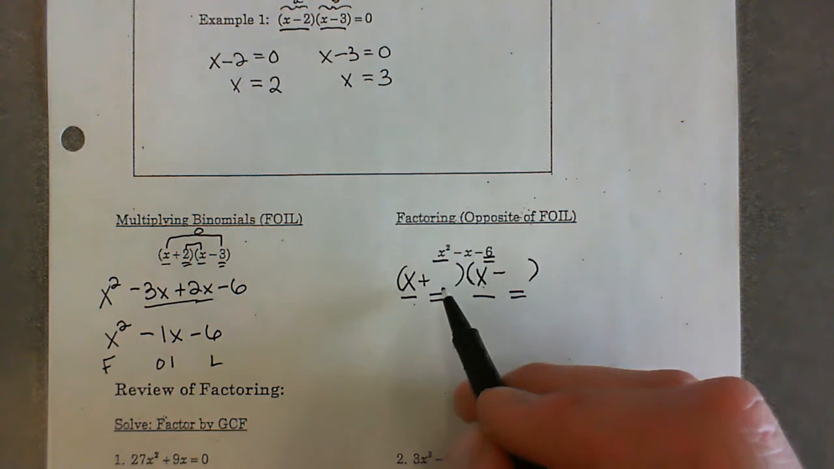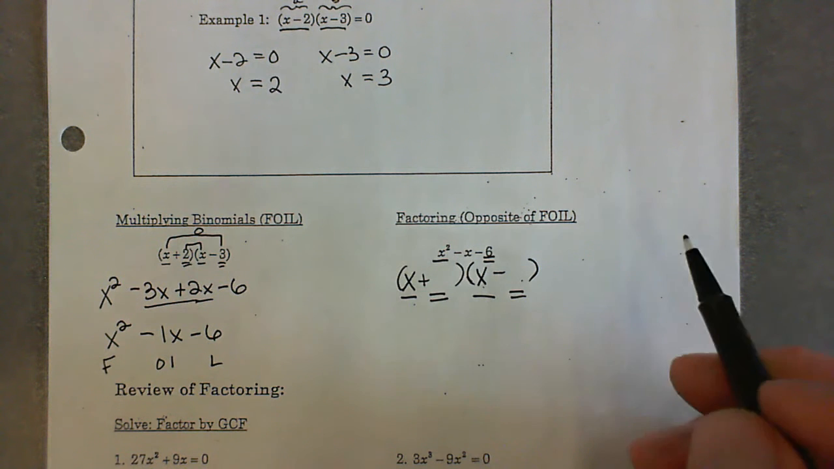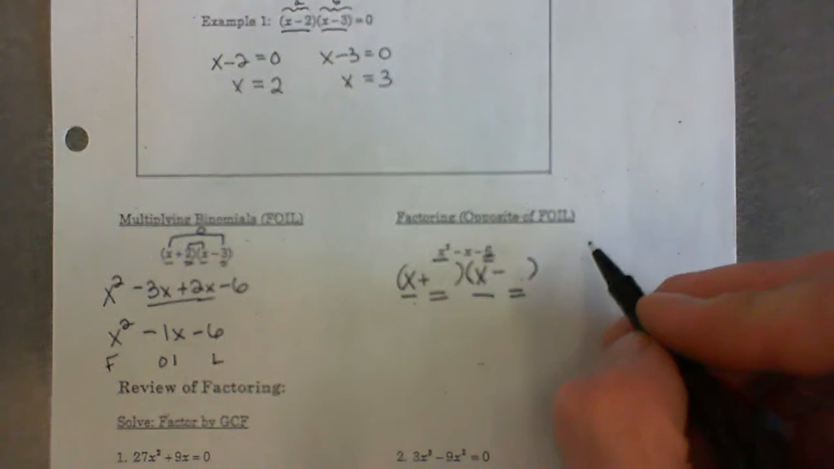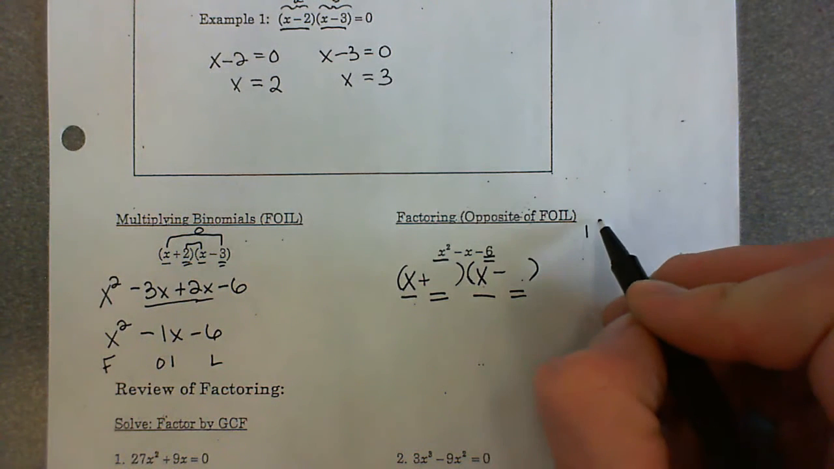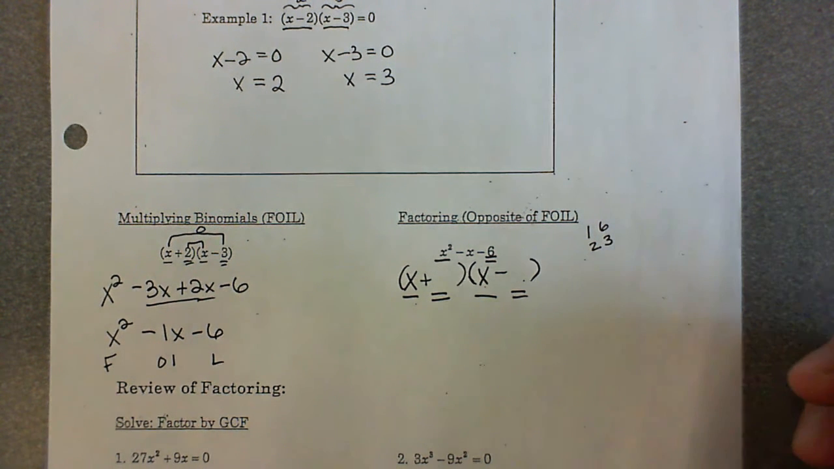Okay? Now we need factors here of 6, because this number times this number gets you that number. So we need factors of 6. Well, what are our factors of 6? We've got 1 and 6, or we've got 2 and 3.